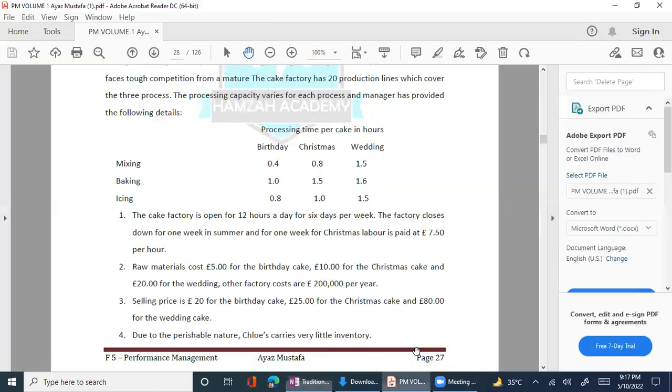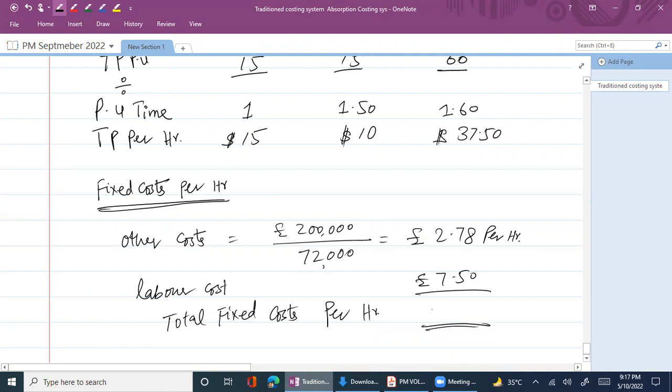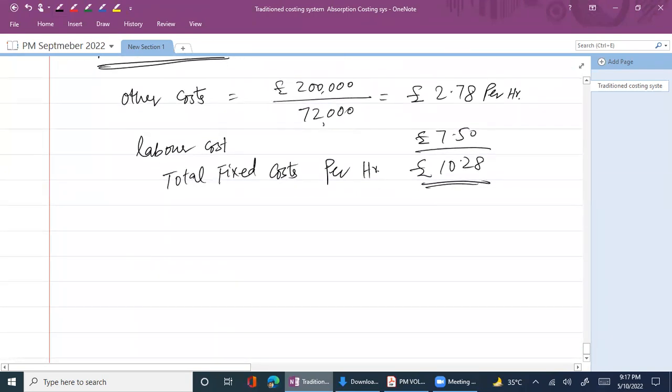And we know that there is another cost in the question, which is the labor. And if you look at this, labor is paid at 7.5 per hour. And we assume that labor is treated as a fixed cost. So the labor cost will also be assumed to be fixed. So this is 7.5 pounds per hour. So what will be our total fixed cost per hour? Total fixed cost per hour is $10.28.